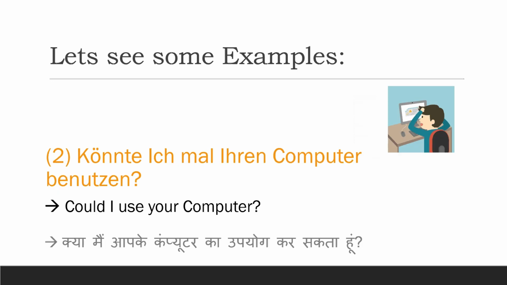Alright. Then we have another example. Könnte ich mal Ihren Computer benutzen? Könnte ich means could I. Mal is one time, you know. One time or two times. Zwei mal, drei mal. So here he is just asking to use the computer one time. Could I use your computer?